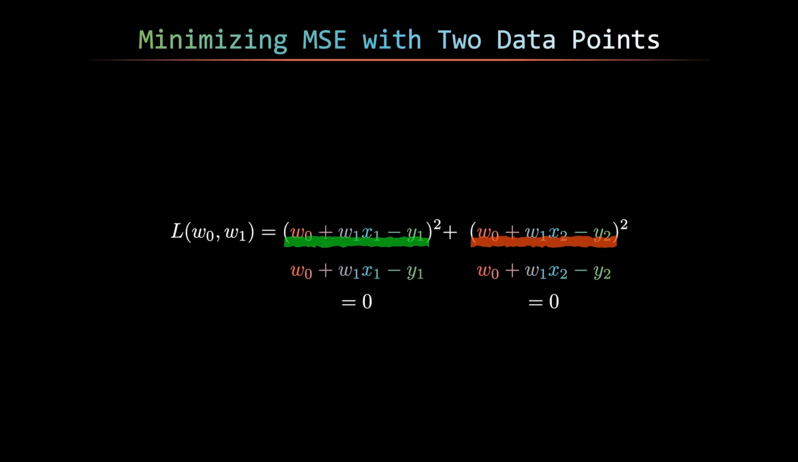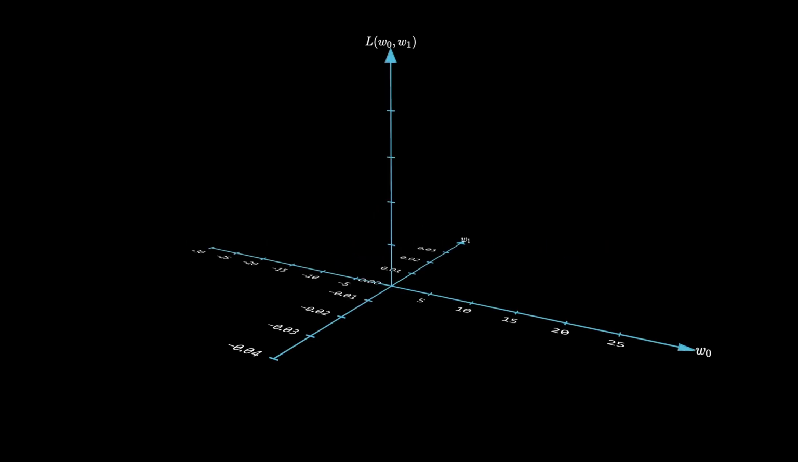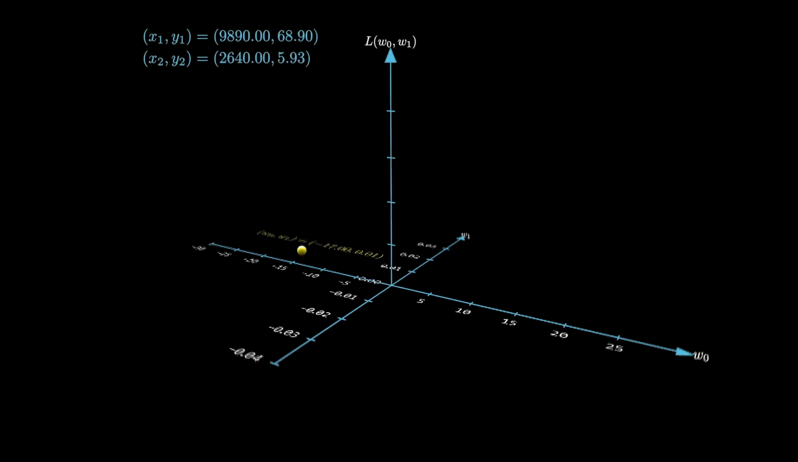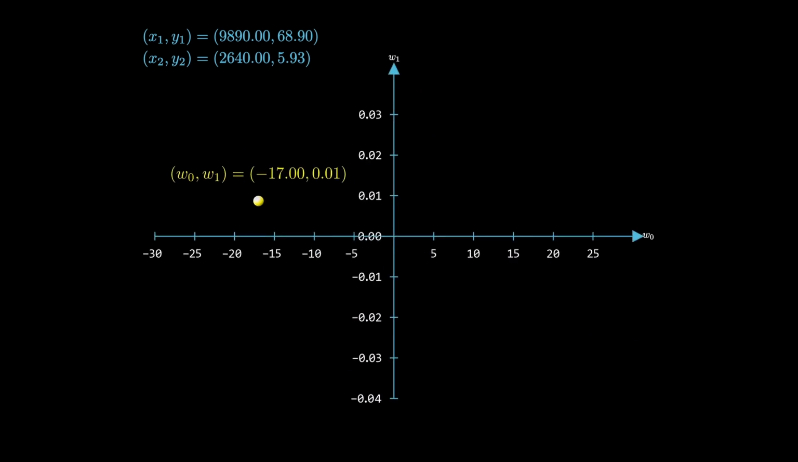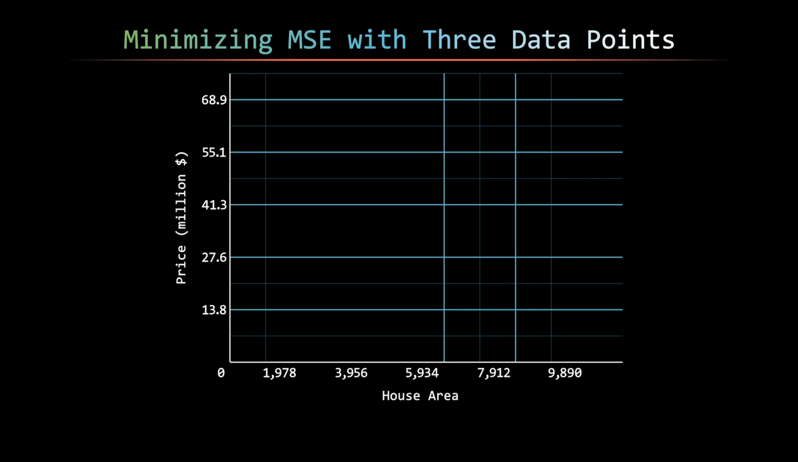Try it out. Let's visualize this in 3 dimensions. What shape do you expect? Exactly. We already know that the line connecting the 2 points minimizes MSE. So if we solve the system of equations for W0 and W1, the solution is just a single point in the W0, W1 plane. Now let's look at the case with 3 data points.